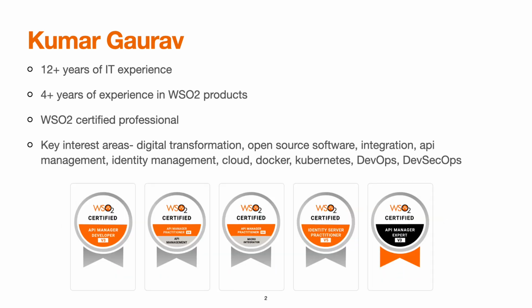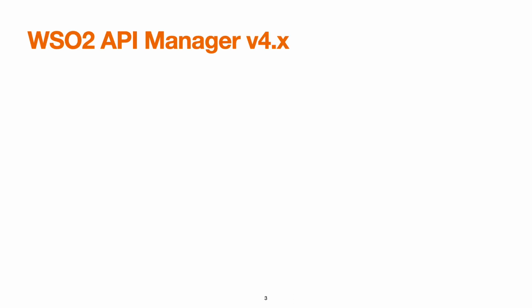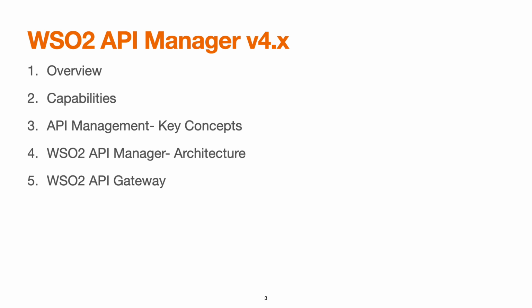So the purpose of this series is to provide a hands-on lab exercise for different use cases of WSO2 API Manager version 4. However, this is the introductory session on APM v4, so stay tuned for upcoming videos on hands-on lab exercises. In this particular session, we will look at API Manager version 4. We'll see an overview of this product, followed by the capabilities, the key concepts with respect to API management, WSO2 API management architecture, and finally the WSO2 API Gateway.